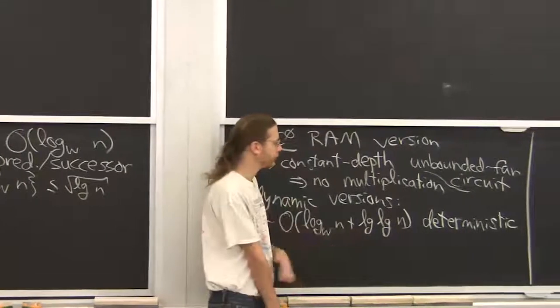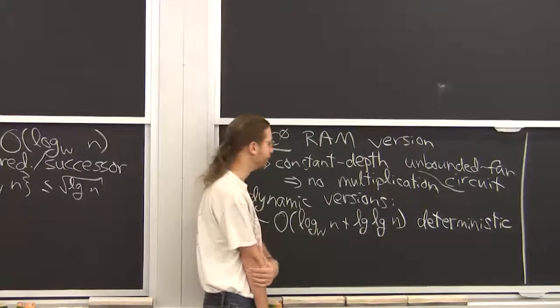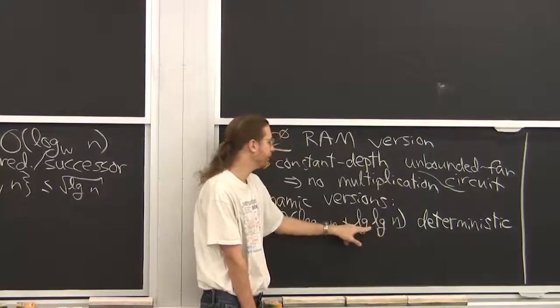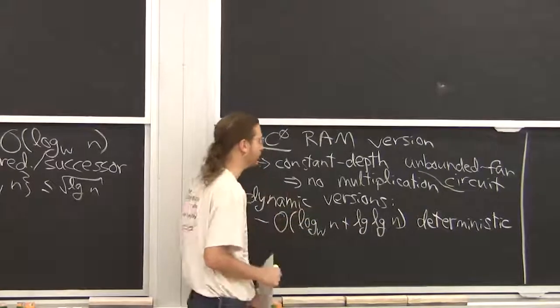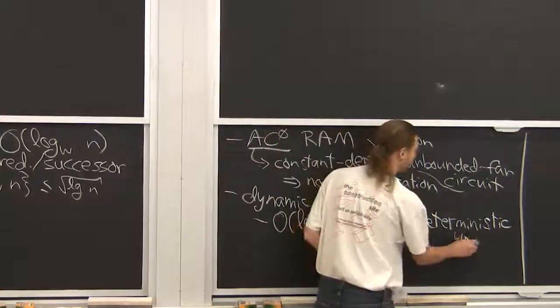There's another structure, which we won't cover, called exponential search trees. It has a log n overhead, but other than that, it gives you a nice dynamization. So these are updates.